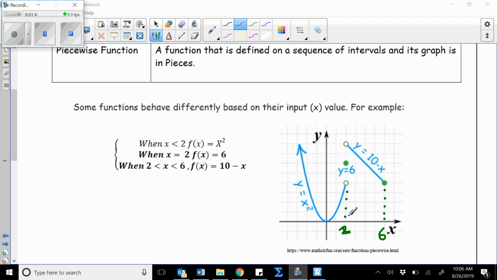For all the values between 2 and 6, our function is y equal to 10 minus x. So we're going to write when x is between 2 and 6, f of x equal to 10 minus x. Notice that we have an open circle here, but a closed circle here. So here we need to write x less than or equal to 6.